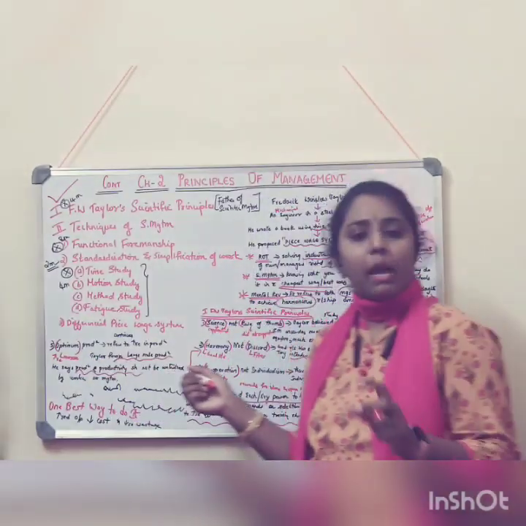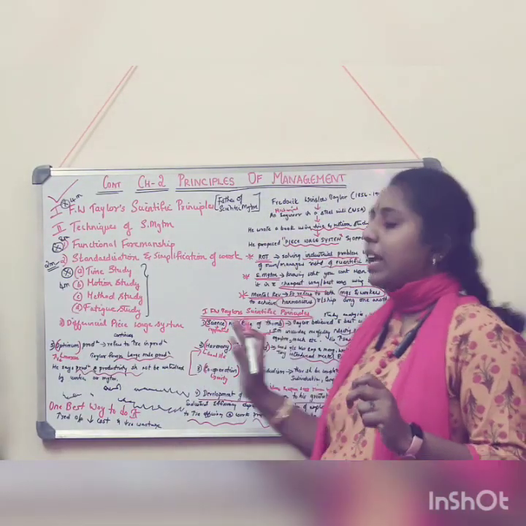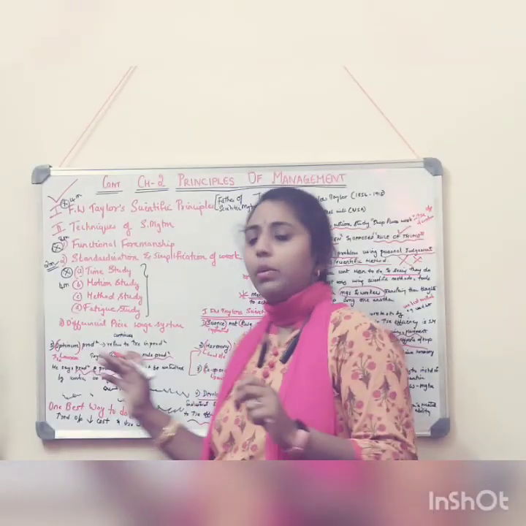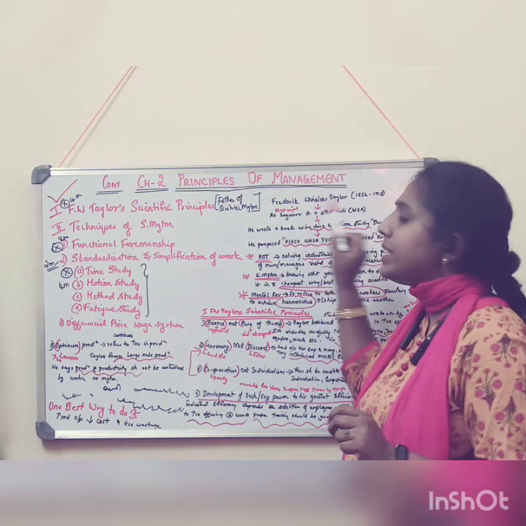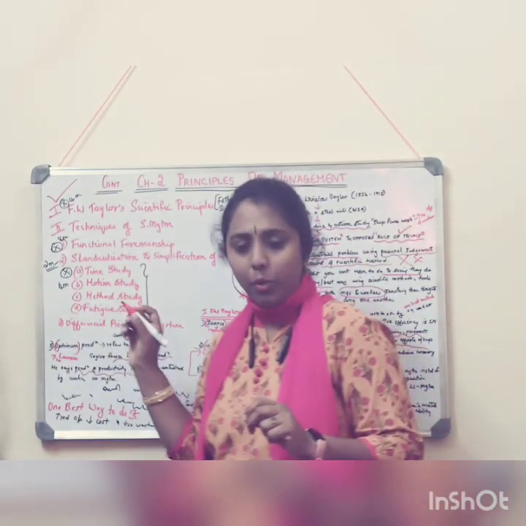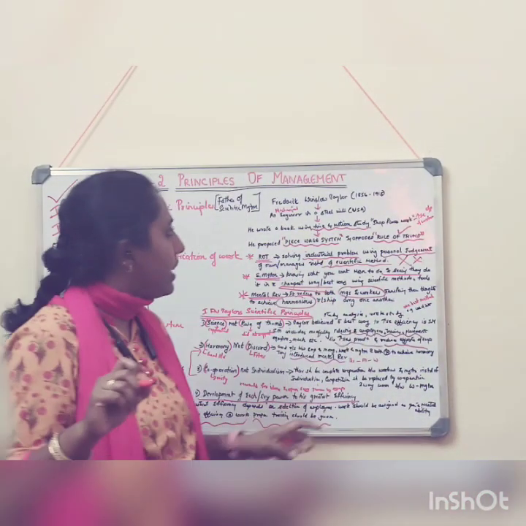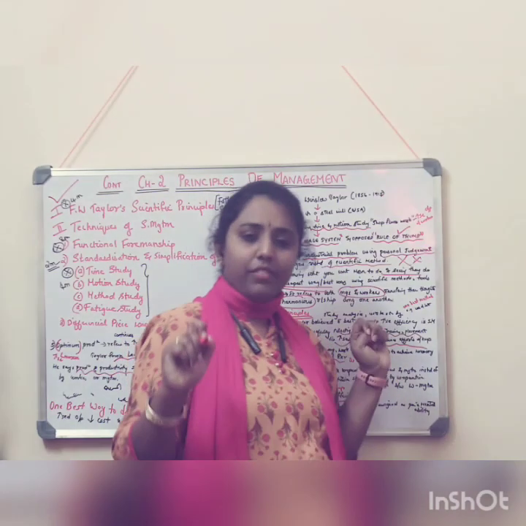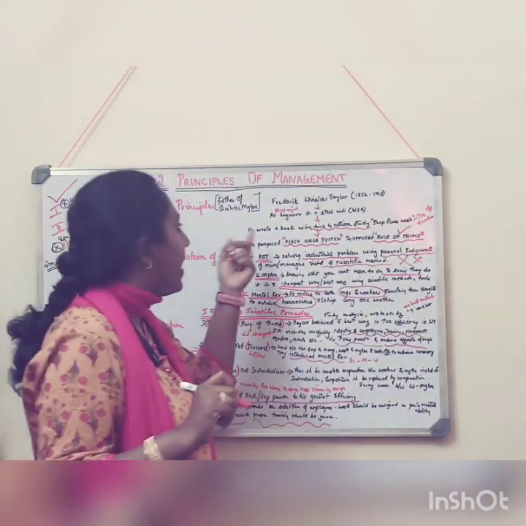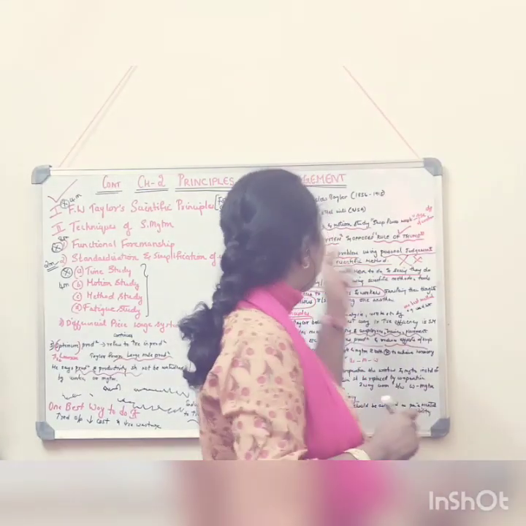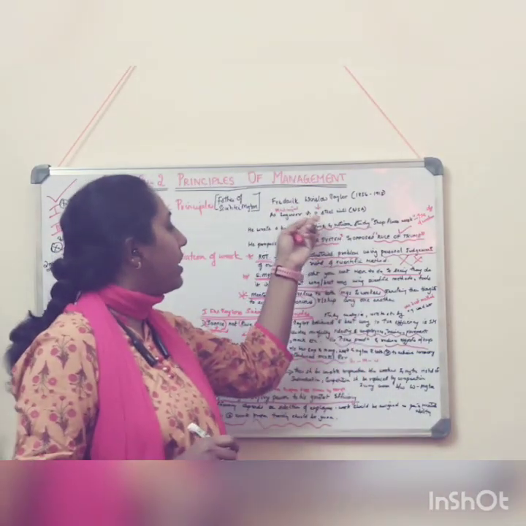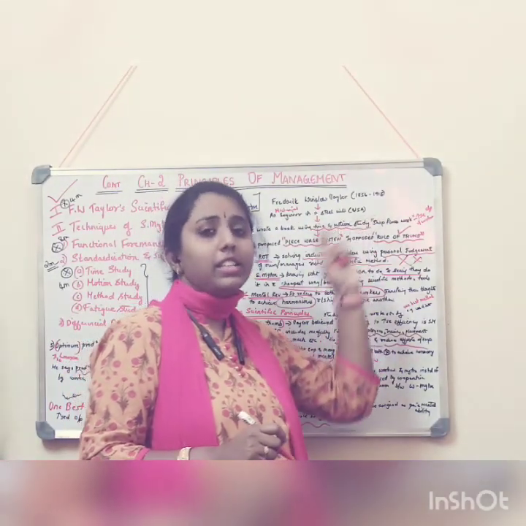Now again a recap of these five principles. Again we'll do a recap. So the first one is, we'll study the introduction of Frederick Winslow Taylor. Frederick Winslow Taylor was active from the year 1856 to 1915. Then he did his mechanical engineering and he joined an engineering company. He joined as an engineer in a steel mill.